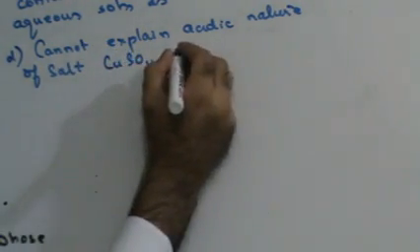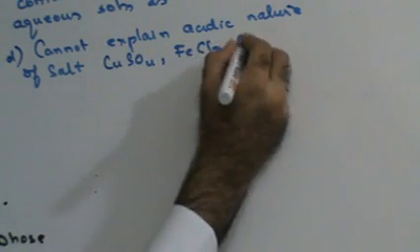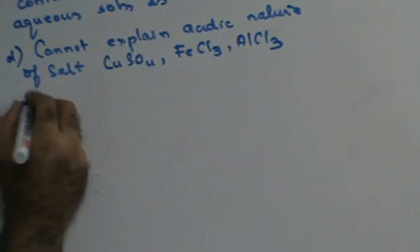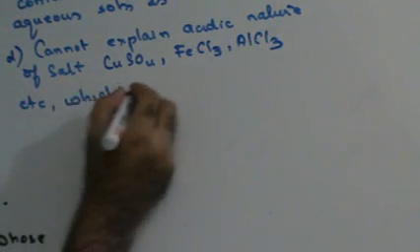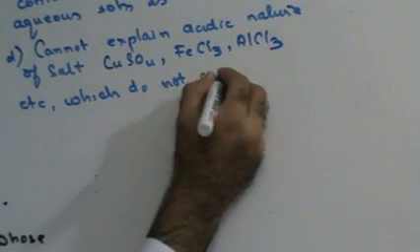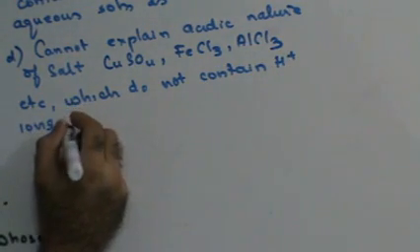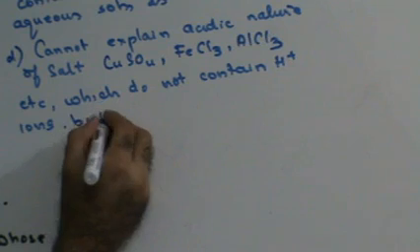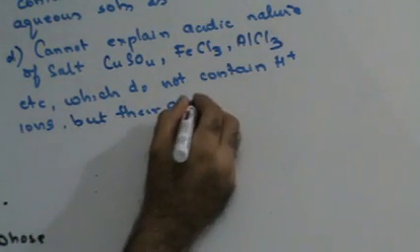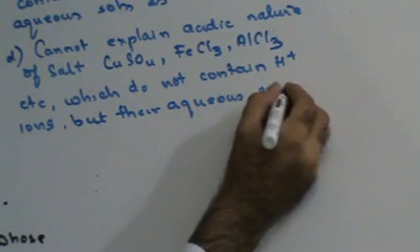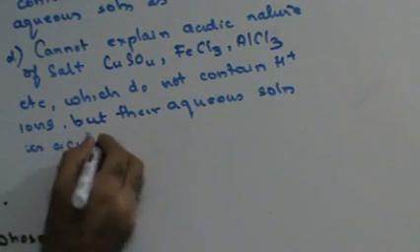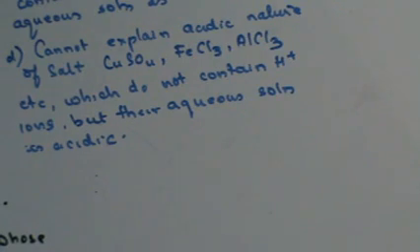These are acidic salts: copper sulfate, ferric chloride, aluminium chloride, which do not contain hydrogen ions, but their aqueous solution is acidic, right? Now Arrhenius theory also says that hydrogen ion remains in free state, but in reality hydrogen ion never remains in free state.